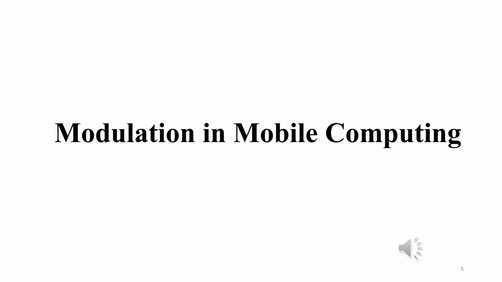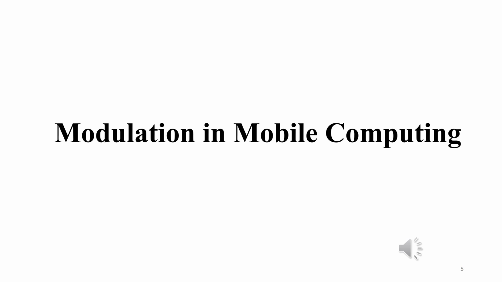Modulation in mobile computing. Modulation is a process of mixing signals with a sinusoid to produce a new form of signals. The newly produced signals have certain benefits over an unmodulated signal. Mixing of low frequency signals with a high frequency carrier signal is called modulation. Modulation is a process of converting one form of signal to another form of signal, for example, analog signals to digital signals or digital signals to analog signals.